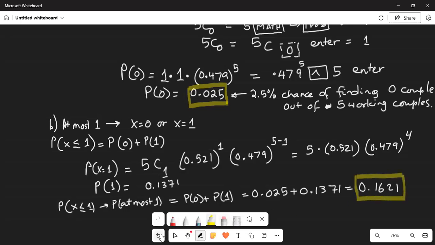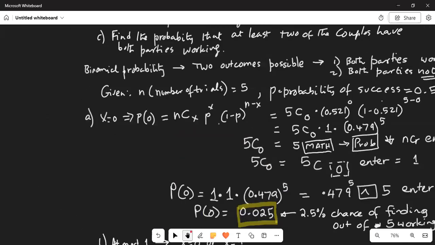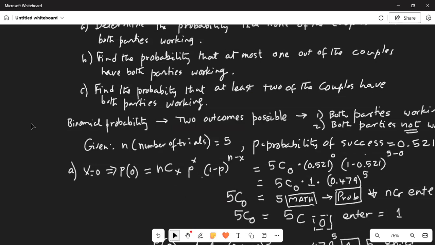Okay. Now let's move up a little bit. Please do not quit. I will give you an important tip at the end of this program. Okay, definitely. Now part C, find the probability that at least 2.